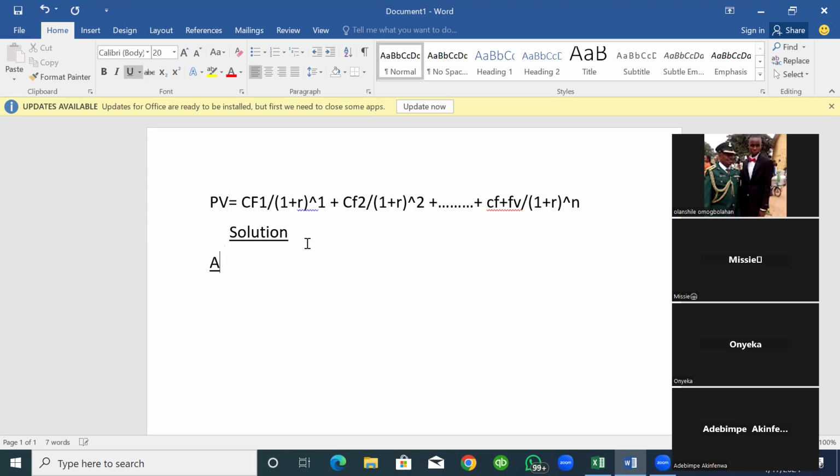What's the name of our company? Apollo PLC. One is still underlined, anyway, that's fine. Apollo PLC. So let's bring out our parameters first.